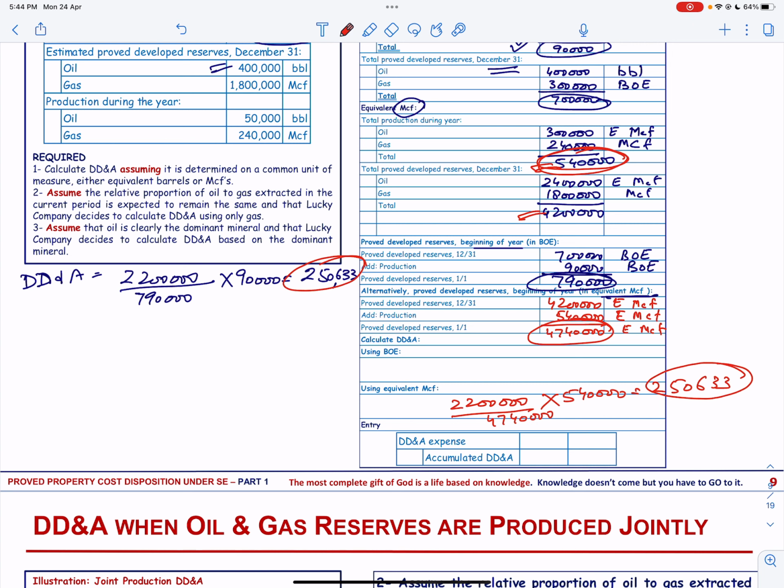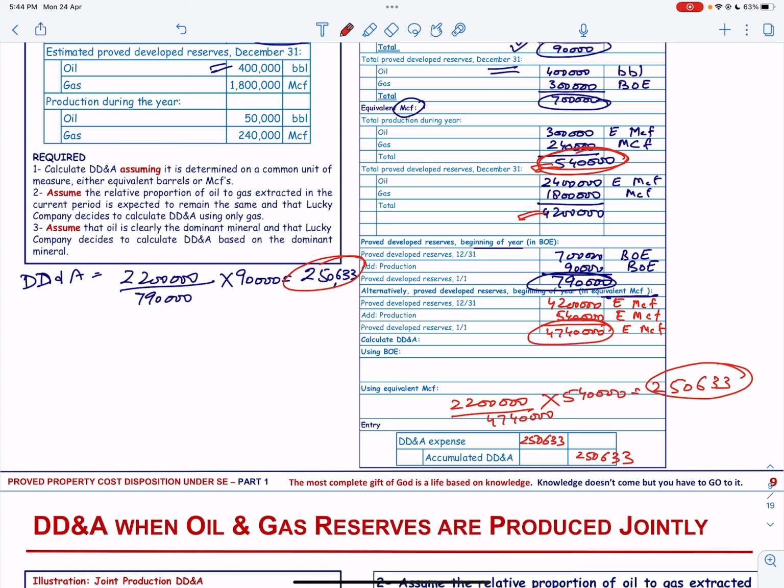And the journal entry will be DD&A expense debit by 250,633, and accumulated depreciation and DD&A credit 250,633.